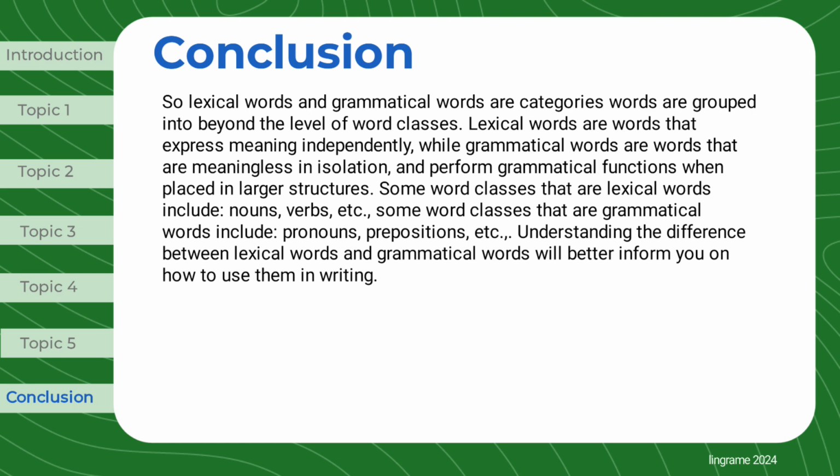So lexical words and grammatical words are categories words are grouped into beyond the level of word classes. Lexical words are words that express meaning independently, while grammatical words are words that are meaningless in isolation, and perform grammatical functions when placed in larger structures. Some word classes that are lexical words include nouns, verbs, etc. Some word classes that are grammatical words include pronouns, prepositions, etc. Understanding the difference between lexical words and grammatical words will better inform you on how to use them in writing.